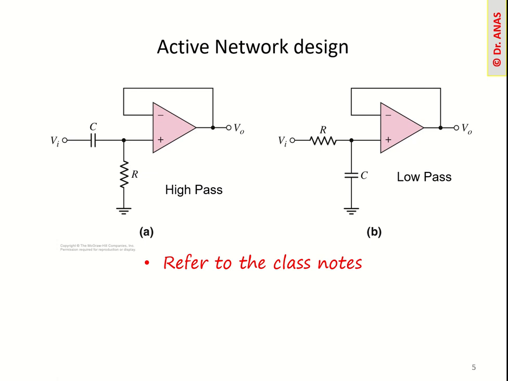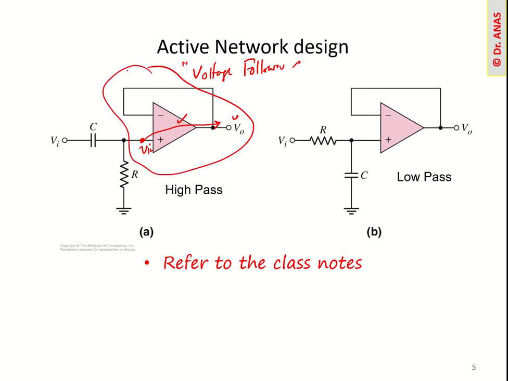So this is the basic diagram for two very commonly used filters. As I just told you, this is just an op amp in the buffer mode, or the voltage follower. This is just a voltage follower configuration for impedance matching. Whatever input is coming will be transferred to the output, and this part plays the role of impedance matching here.